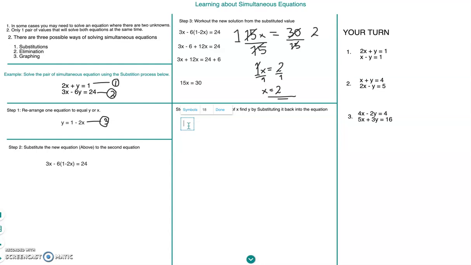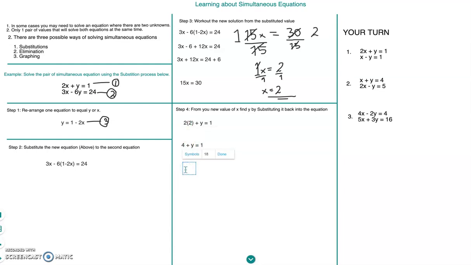So what we essentially do is 2, and we've just found out this x value, which is going to also be 2, plus y is equal to 1. Okay, so now when we expand this, 2 multiplied by 2 is equal to 4, plus y is equal to 1.